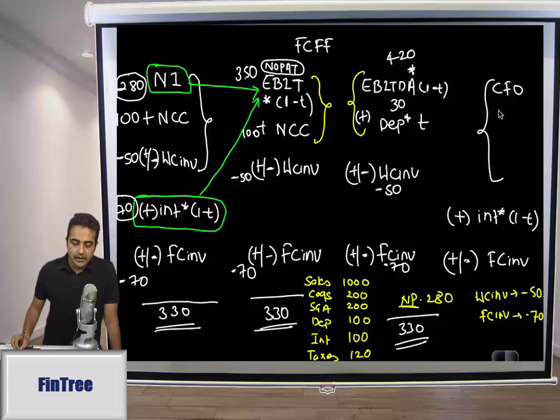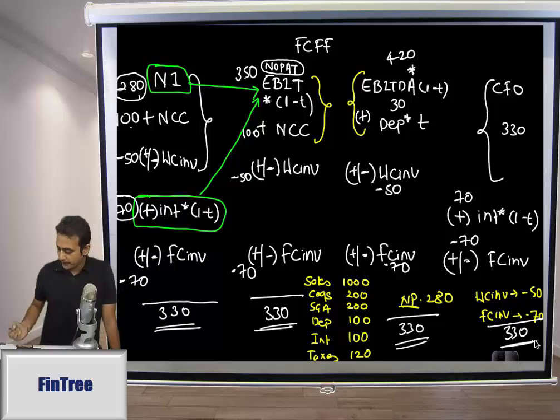And then what should be CFO? CFO should be 280 plus 100, 380, minus 50, your CFO should be 330. Interest adjusted for taxes is 70, fixed capital investment minus 70, and again we would get 330. Are we okay here?